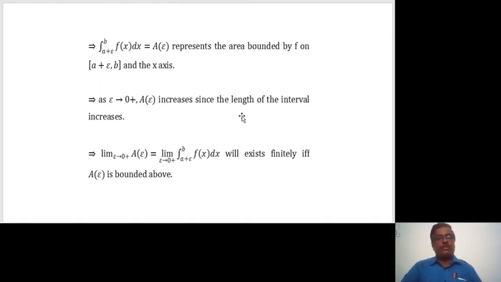So therefore the length of the interval also increases, which means the limit as epsilon tends to 0 plus of A of epsilon, equal to the limit as epsilon tends to 0 plus of the integral from a plus epsilon to b of f of x dx, will exist finitely if and only if A of epsilon is bounded above. If it exists finite, then clearly there exists a number m such that this A of epsilon is less than or equal to that number m.